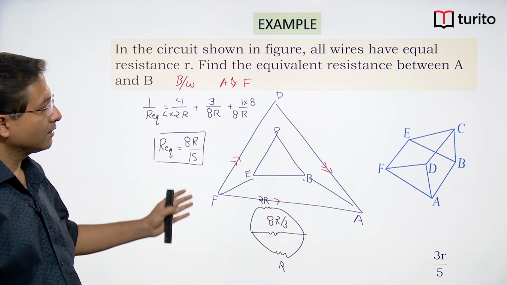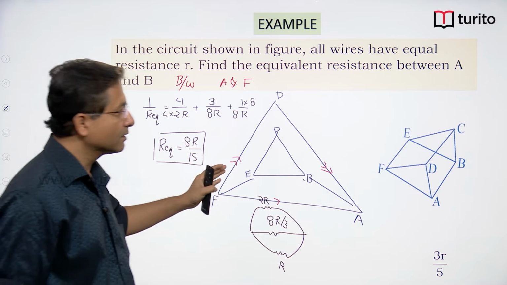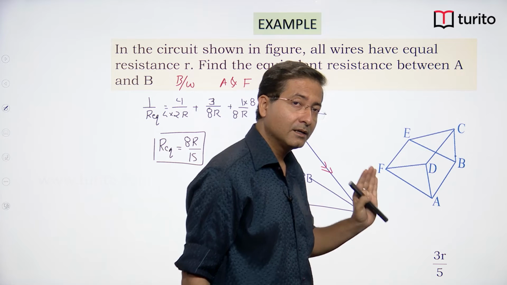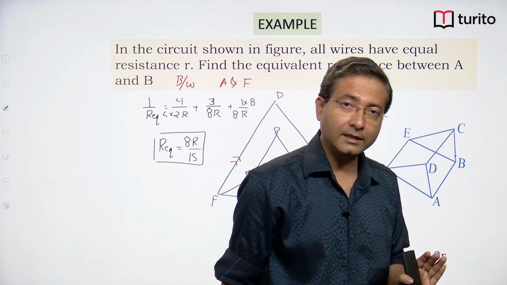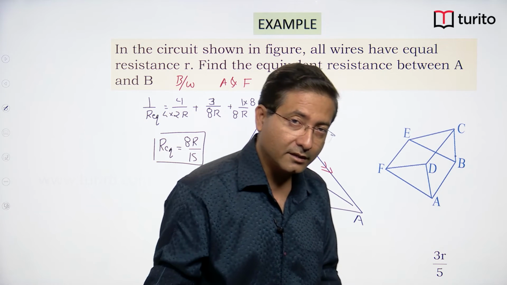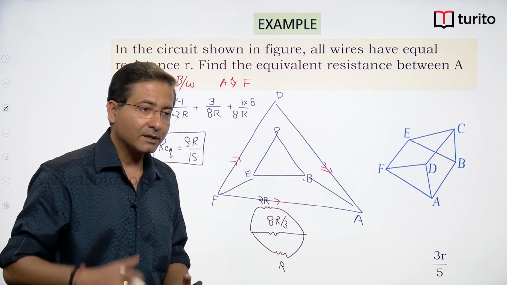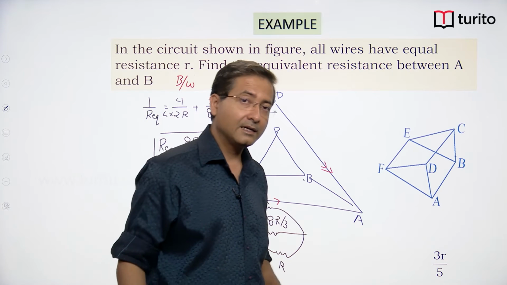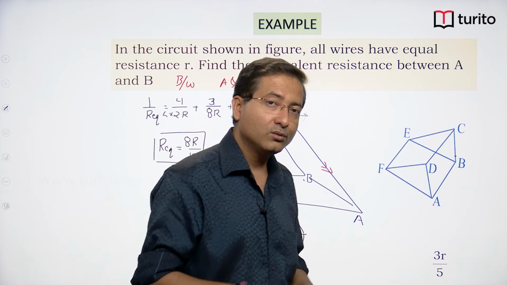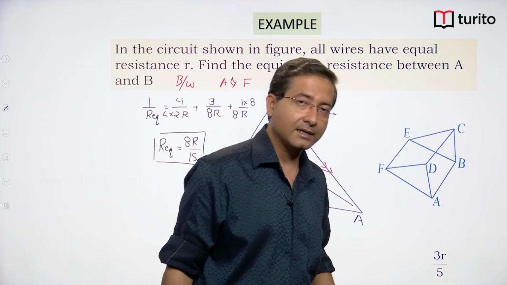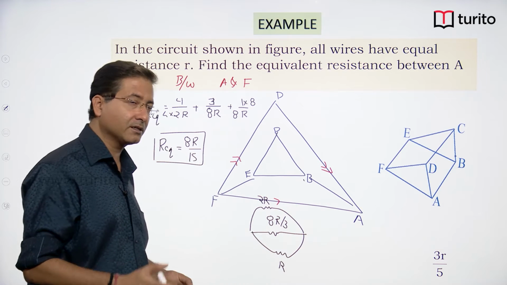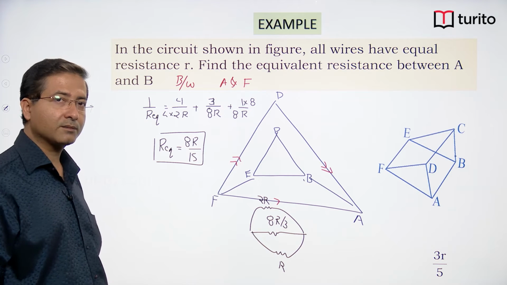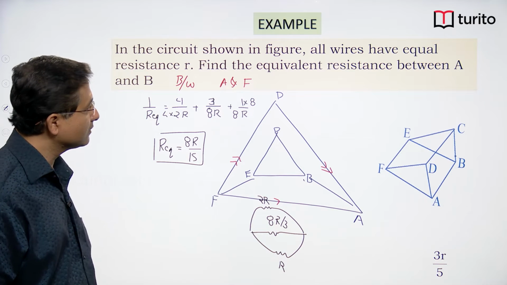So this we converted 3D into 2D. In the previous example we converted 2D into 3D, the reverse process. So sometimes converting 3D into 2D you can easily analyze, and in some cases converting 2D into 3D you can easily analyze. So you have to think in all directions to simplify the circuit. Okay, I hope this concept is clear. Now let's move to the next one.